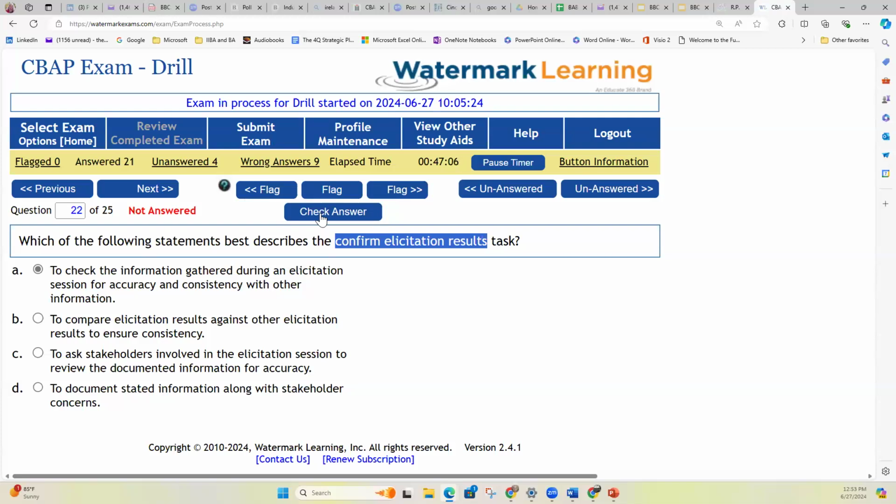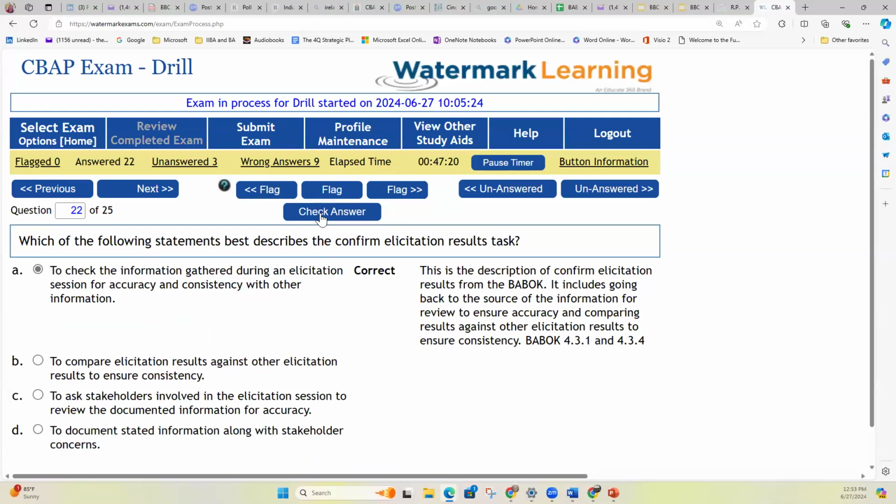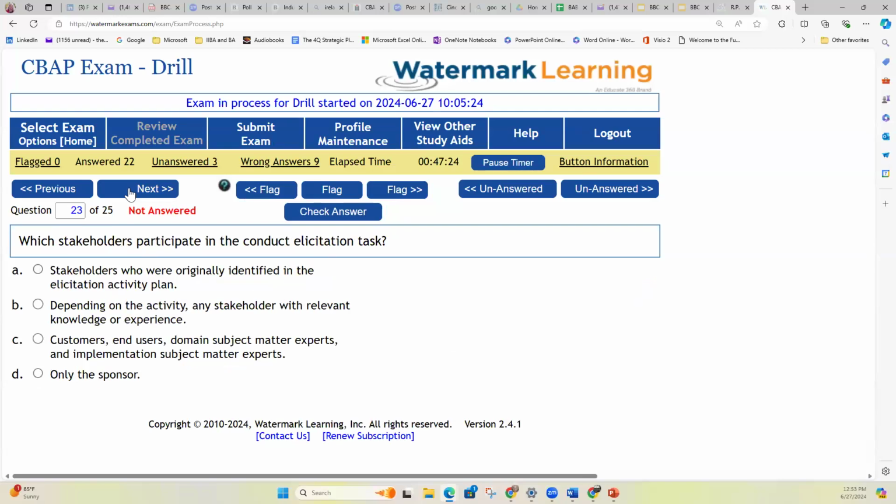Well, the hard part about learning the BABOK is it's like cleaning out a huge closet. You take everything out, and about halfway through, you look at it and go, what have I done? And you've got to keep going because you've wasted your time otherwise. So we're going to keep going. So, yes, we know that that's the correct answer.